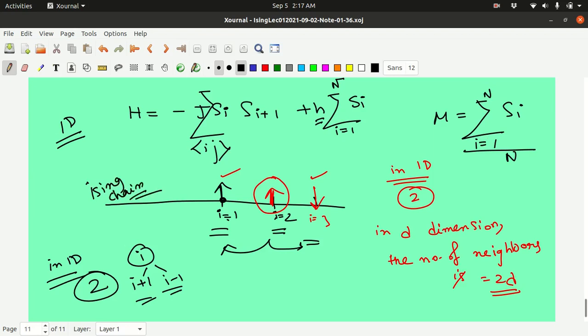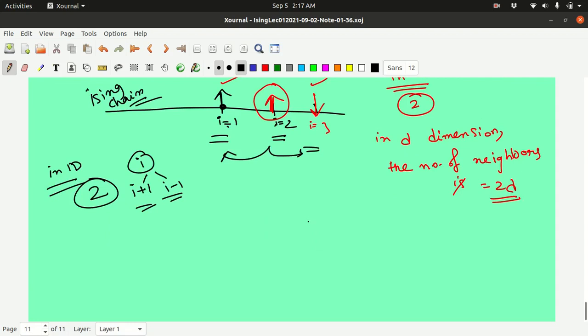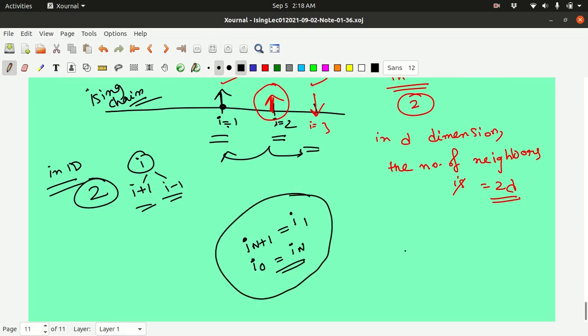But now if you have periodic boundary condition, which is the following: if your last spin, n plus 1, is equal to spin 1, and your spin 0 is equal to spin n, then the periodic boundary condition is applied. When you apply PBC, it will be like a circle. You start with i equal to 1, then go to i equal to 2, and so on, up to i equal to n, and after that n plus 1 equals 1, and so on.